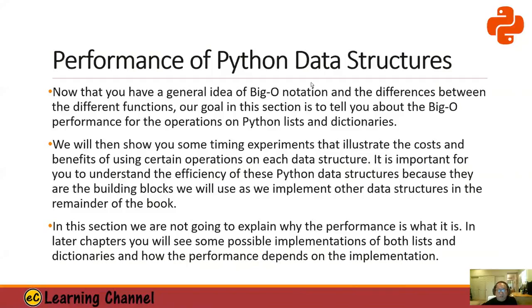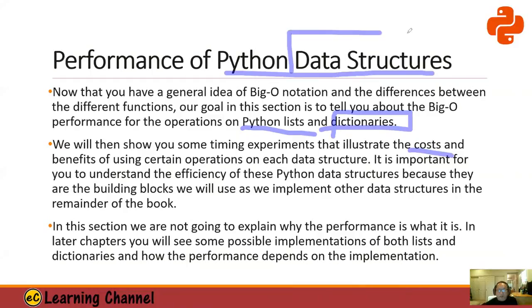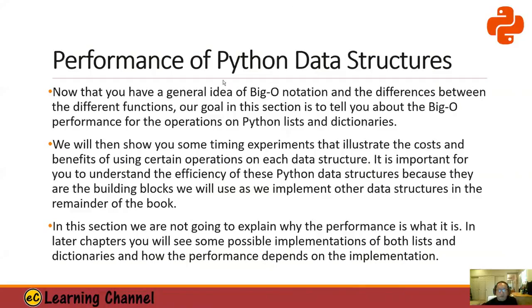Now that you have the general idea of big O notation and the difference between two functions, our goal in this section is to tell you about the big O notation of operations on Python lists and dictionaries. The book uses lists and dictionaries to discuss the performance of Python data structures. We will show you some timing to illustrate the cost and benefit of data structures. With different data structures your solution can differ. Usually with a bigger data structure you get more storage and faster speed, but that sacrifices space complexity.